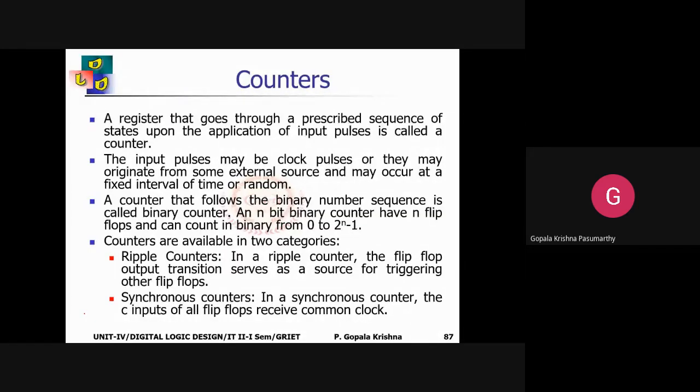Now the topic is counters. What is a counter? I'll tell you, a counter is nothing but a register. First thing you have to remember, a counter is nothing but a register. But the fun here is, if the content of a register moves in a specific way, we call it a counter. For example, if you take a register with 4 zeros, let me draw.